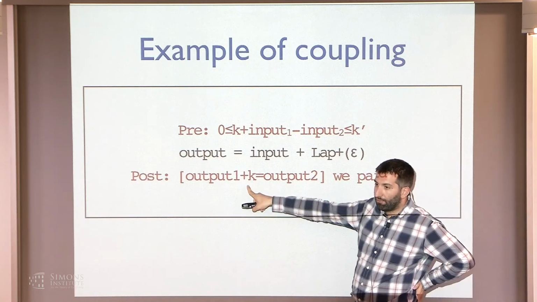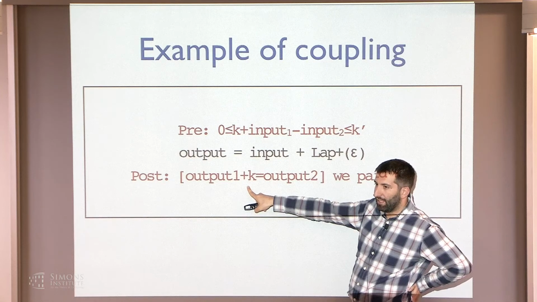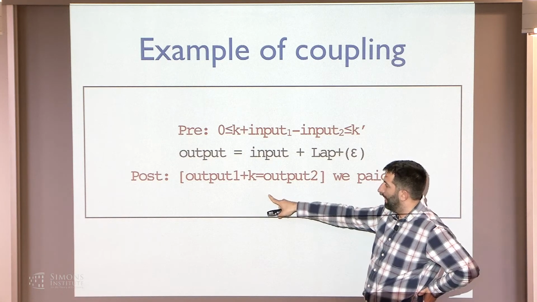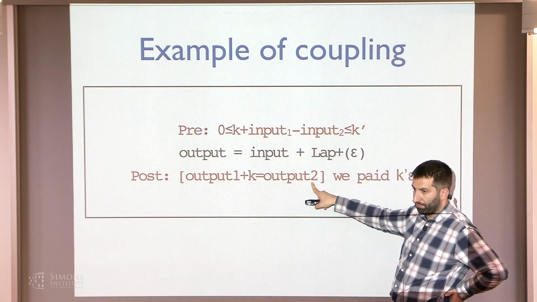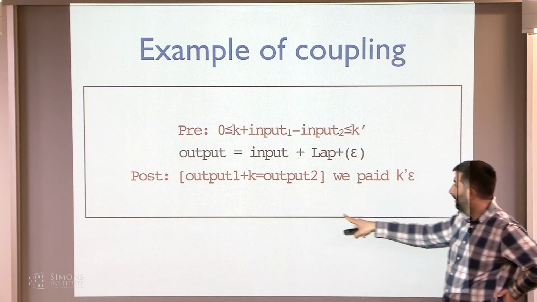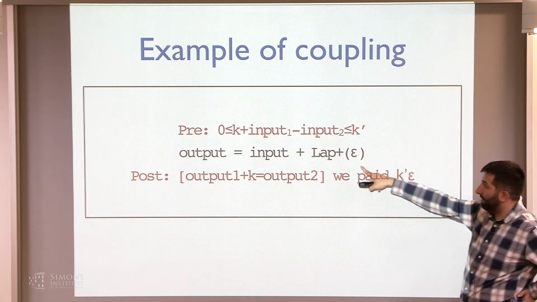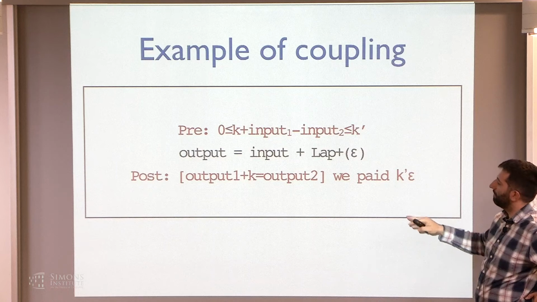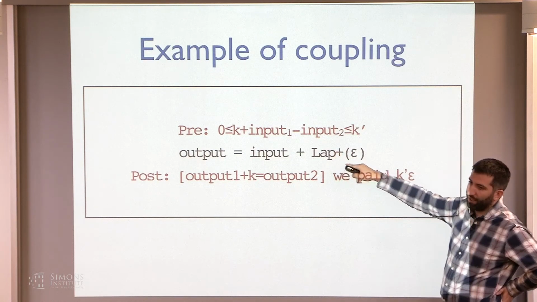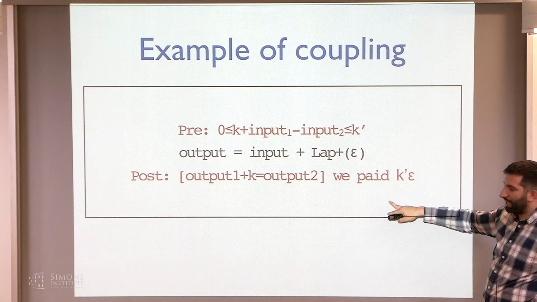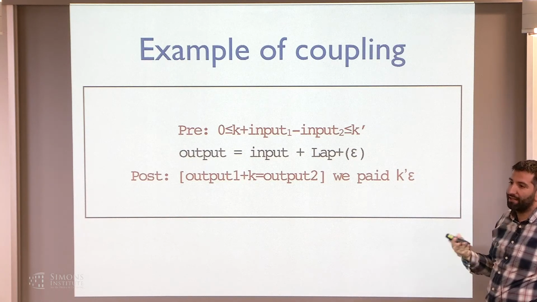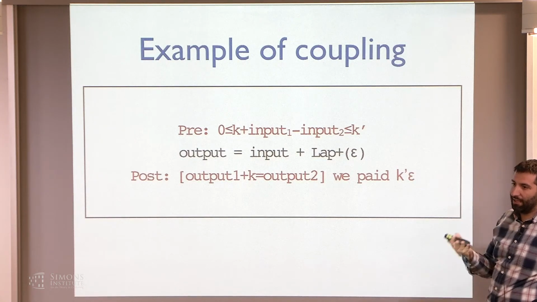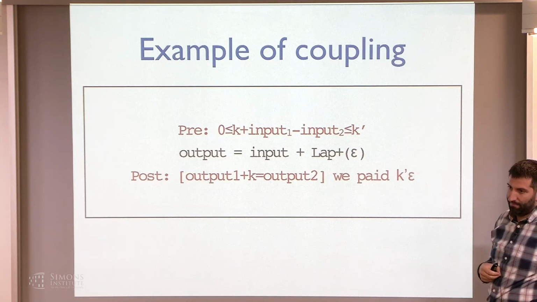So now you're not looking at the diagonal anymore, but you look at output 1 plus k equal to output 2. And what you pay, and this is the same program, here I was doing this for the exponential, but we have a similar rule for Laplace. Now you pay k times epsilon. This is what you call a sliding property, for instance, in your smooth sensitivity paper.